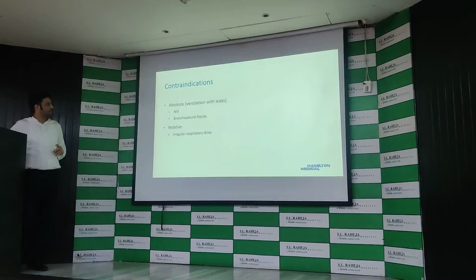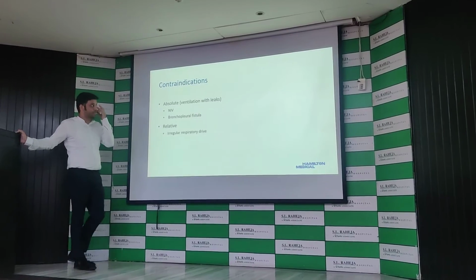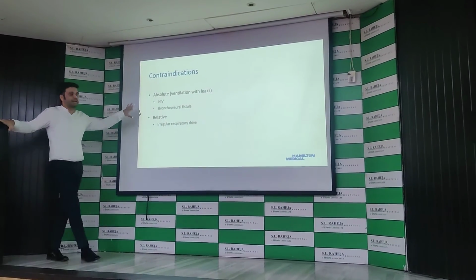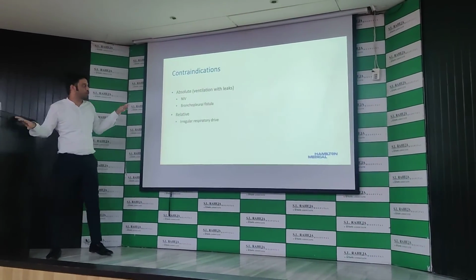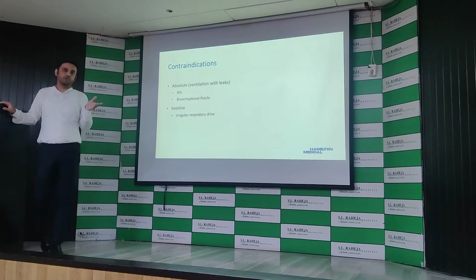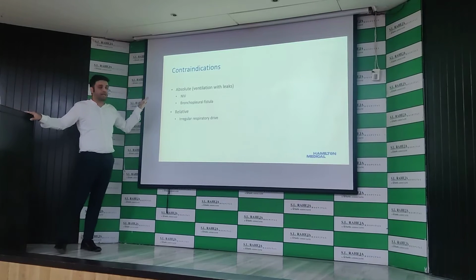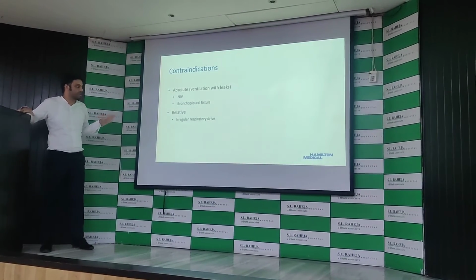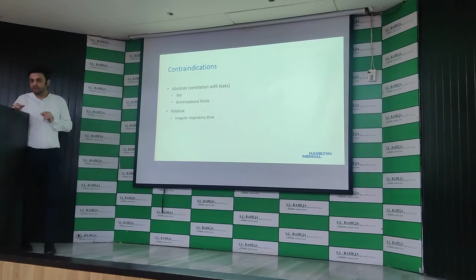So how to use ASV? The main thing, the absolute contraindication, is leakage. Ventilation with leakage, and specifically NIV, we are not using this mode. So it is not recommended for NIV, and moreover bronchopleural fistulas, if there are, we are not using it either, because it will again increase the leak. So for that reason ASV is contraindicated in these two conditions, and the related contraindication would be irregular respiratory drive, in case the patient has any.